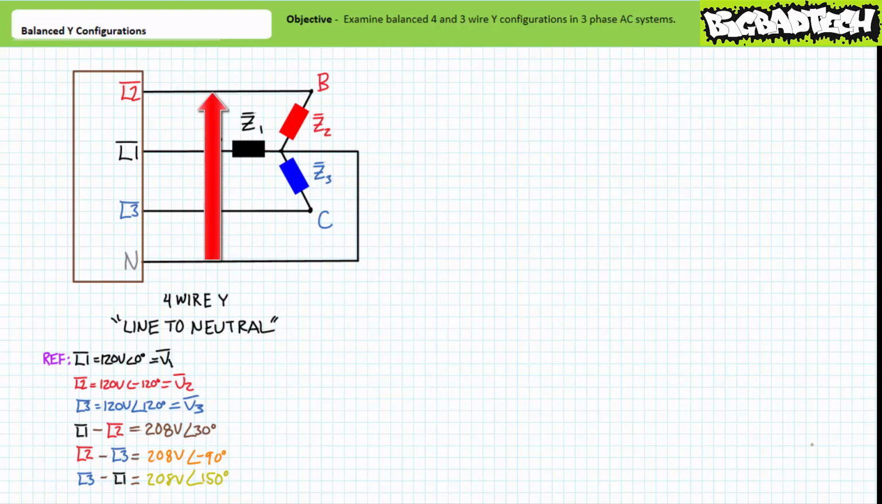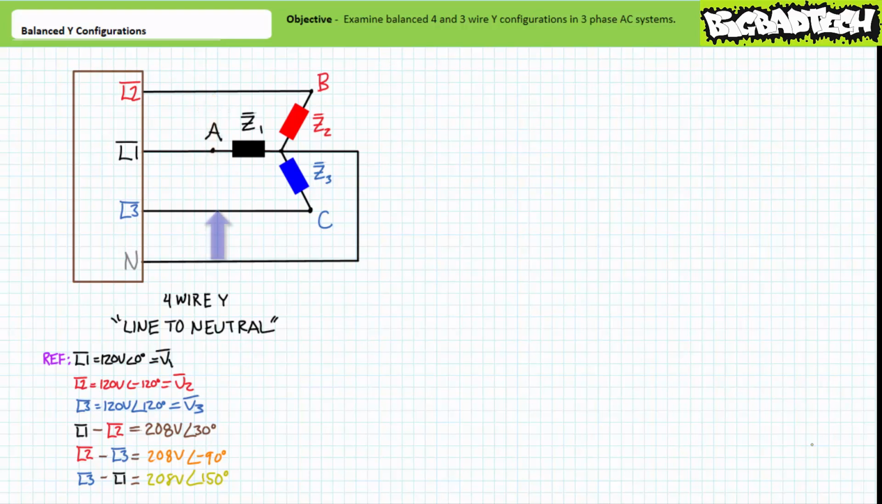Similarly, L2 between node B and conjoined neutral terminal N establishes a differential of 120 volts at an angle of negative 120 degrees. Load impedance Z2 goes from node B to node N. It makes sense that the voltage across load impedance Z2 is therefore 120 volts at an angle of negative 120 degrees.